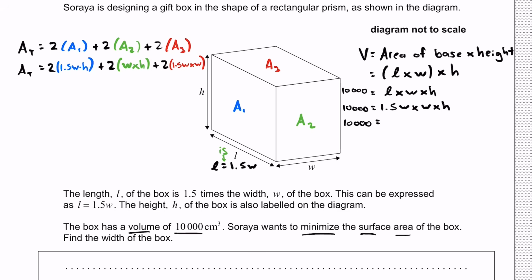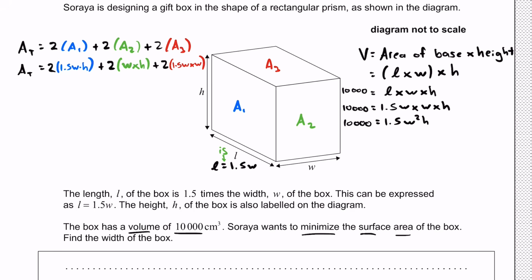10,000 equals 1.5 W squared H, just cleaning this up a little. Okay, now you might think, hey, how does this help us? But what we have here is 2 equations with 2 unknowns. We have 10,000 equals 1.5 W squared H, and then this surface area function in terms of W and H. And we might say, oh, if only we could write this all in terms of W. The question is, how can we get rid of the H?